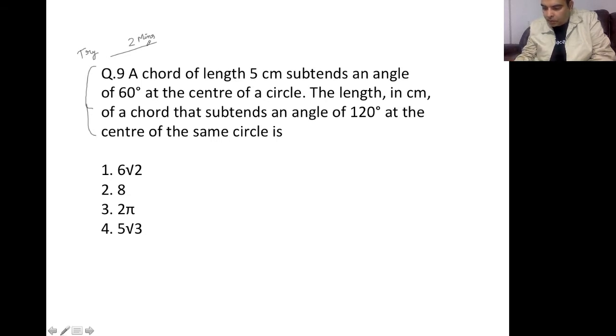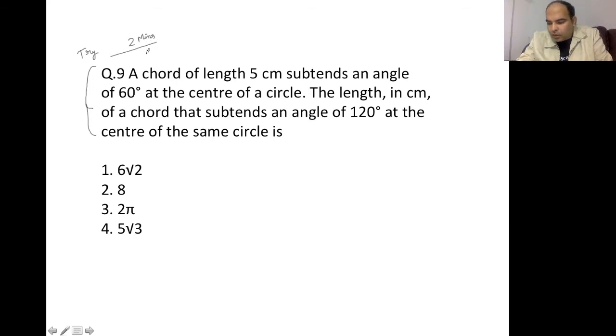Yeah, does anybody have an answer to this? Yeah, no one? Let's try to look at this question.